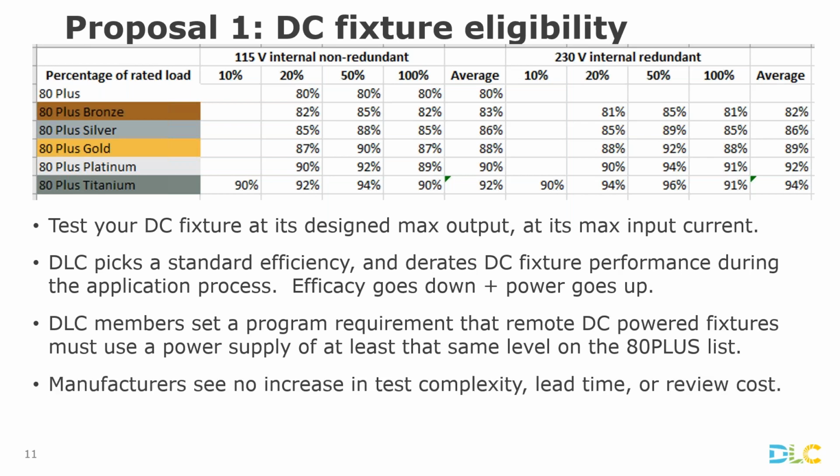The big thing that drew us to this approach was that from a fixture manufacturing standpoint, there is no real increase in test complexity or lead time or review cost. There are no extra tests that we're asking manufacturers to do. It is simply throw it in the sphere, throw it on the gonio, and do your test. Power it according to different conditions, obviously not AC but DC, but those facilities at all the different testing laboratories are equipped for this setup already.